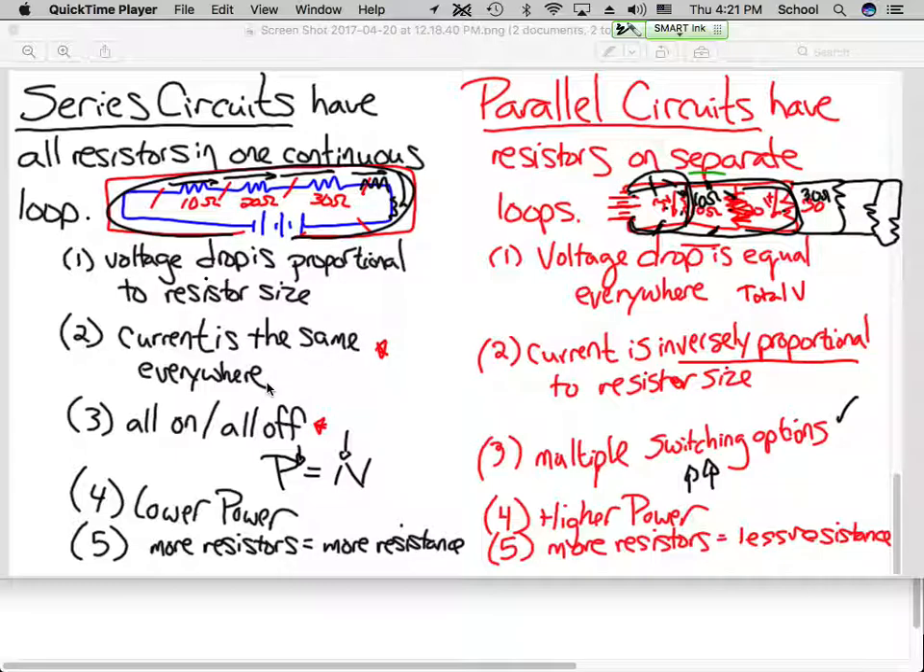But as we add resistors, no matter how good or bad they are, every time we add resistors at the end, there are more options available, so the overall resistance goes down. And that's pretty much the basic differences between series and parallel. If you understand these basics, it's a whole lot easier once we get to doing the problem type things. So that's it.